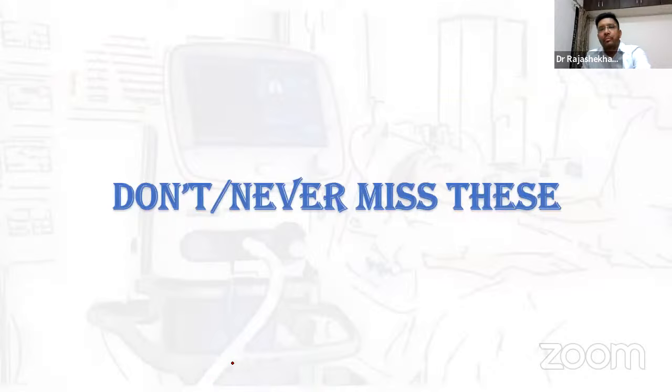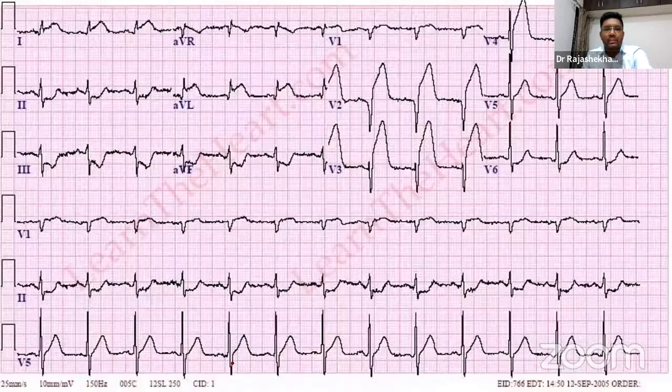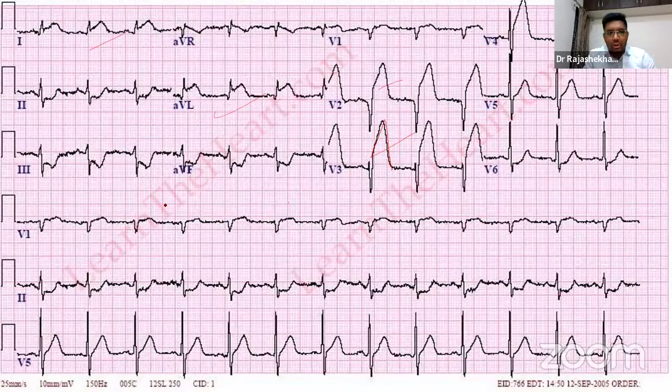But what you should never miss in the early stages are these ECGs. In this ECG, there is ST elevation in I, aVL, with V1, V2, V3, V4. So there is an anterolateral ST elevation with a massive sharp tenting. These patients can have cardiogenic shock. If in cardiogenic shock, they are considered Killip class 4 and their mortality is very, very high. Their 30-day mortality is more than 40%.